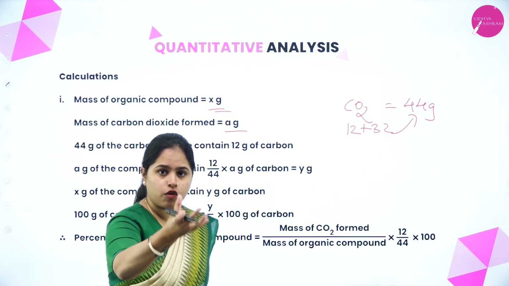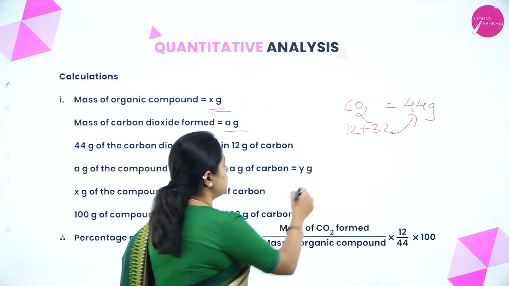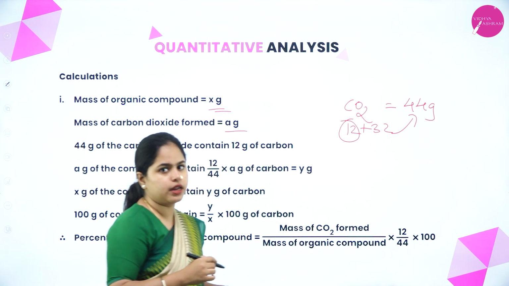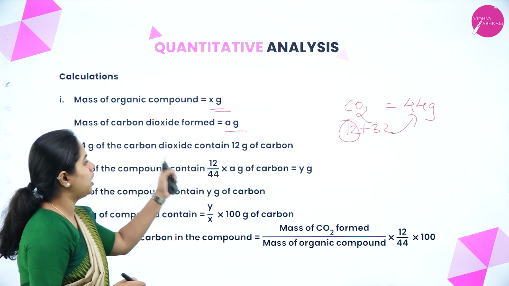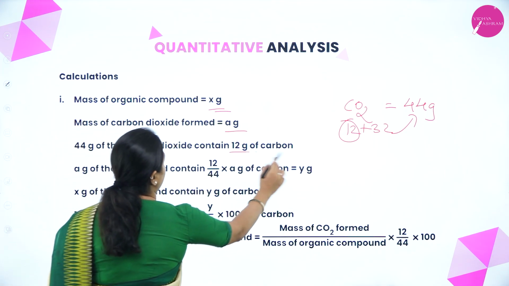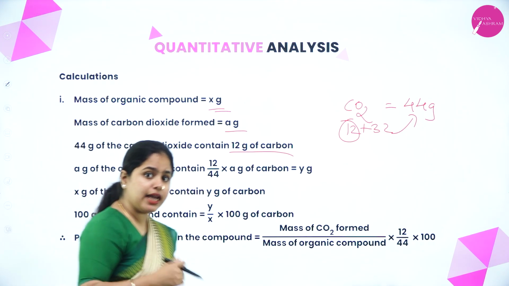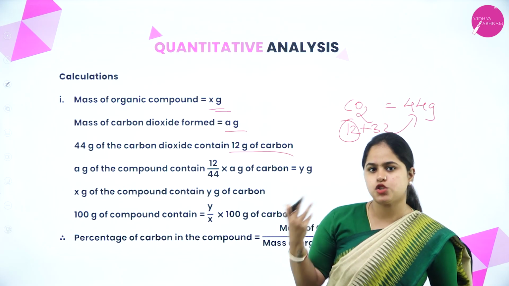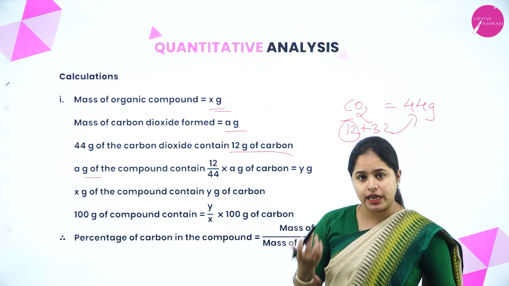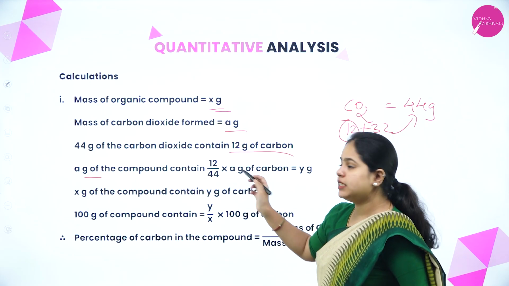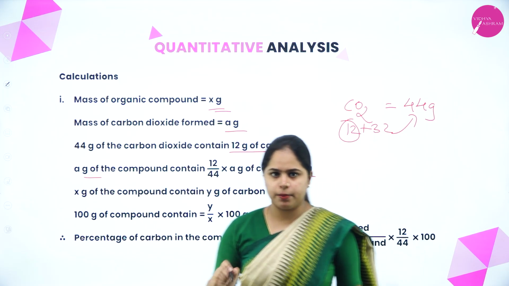So out of this 44 grams of carbon dioxide, how much carbon is present? 12 gram of carbon is present, right? The remaining 32 is oxygen, right? So that is written here. 44 gram of carbon dioxide contains 12 gram of carbon. So if A gram of carbon dioxide is present, then it will contain 12 by 44 into A gram of carbon, right?